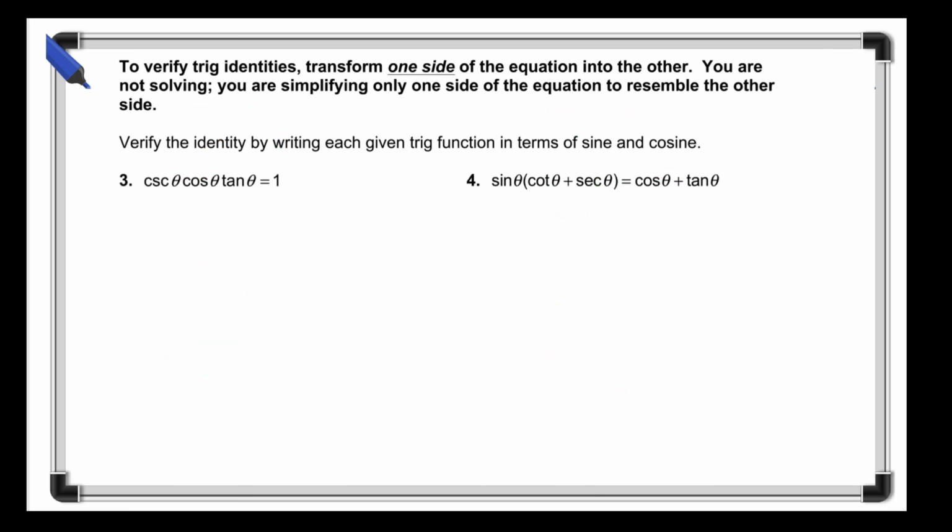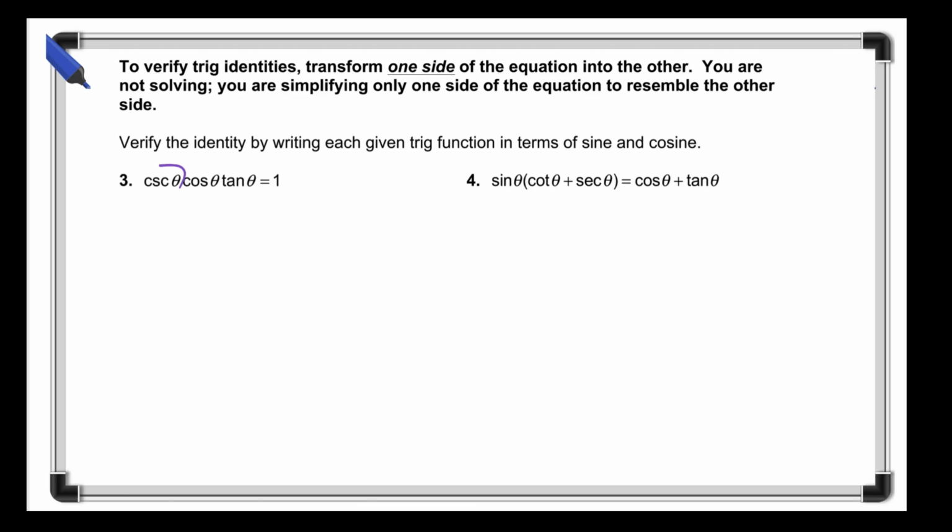Okay, so here we're going to look at some identities that we're going to verify. When you're verifying trig identities, you want to make sure that you're just transforming one side of your equation and making sure that it looks like the other side of your equation. So you don't want to change both sides. You're only going to transform one.